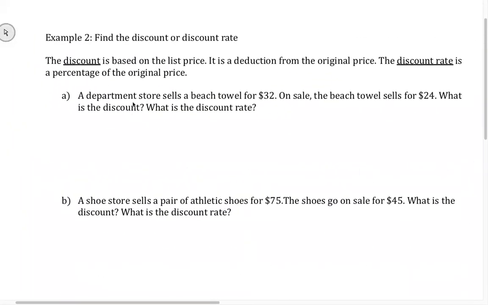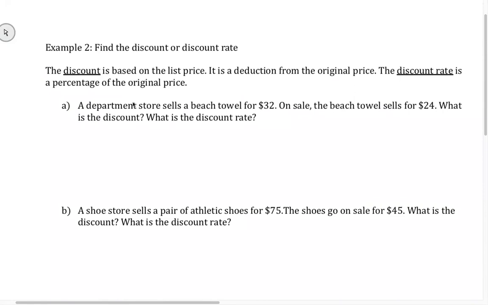All right, so now let's find the discount rate. The discount is based upon the list price, and it's the deduction from the original. So the discount rate, I'm going to be doing the same process here. A department store sells a beach towel for $32, and the beach towel actually sold for $24. So what is the discount? I do 32 minus 24, and I get $8. This is the discount.